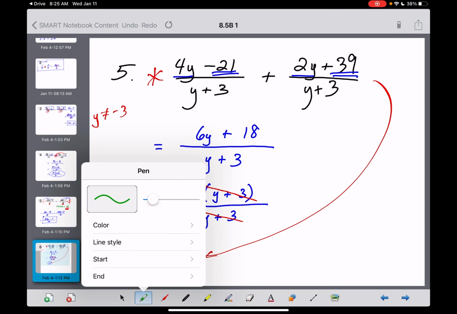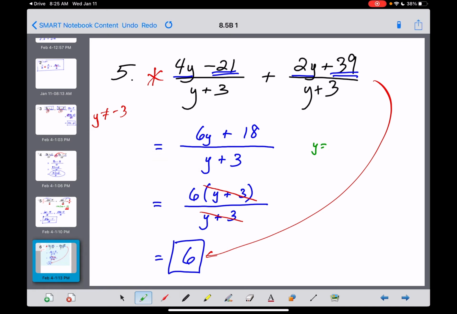If I were to put in something simple like y equals 2, let's see what happens here. 4 times 2 is 8. 8 minus 21 is negative 13 over 2 plus 3, which is 5. And then plus, again, y is 2. 2 times 2 is 4. 4 plus 39 is 43. And then in the denominator, 2 plus 3 is 5. Add them together, negative 13 plus 43, we end up with 30 over 5. And sure enough, 30 divided by 5 is 6.